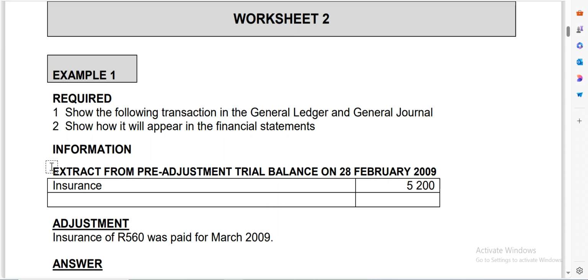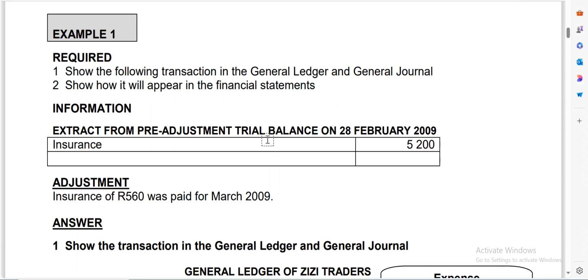Now here the information says to show the following transactions in the general ledger and general journal, and show how it will appear in the financial statements. The extract from the trial balance shows that the total insurance that we've paid is 5,200. Here they're saying insurance of 560 was paid for March 2009, and if you remember, our year ends on 28 February, but 560 was paid in advance for March, so it means it's a prepaid expense.